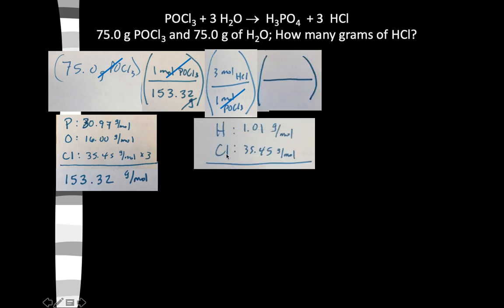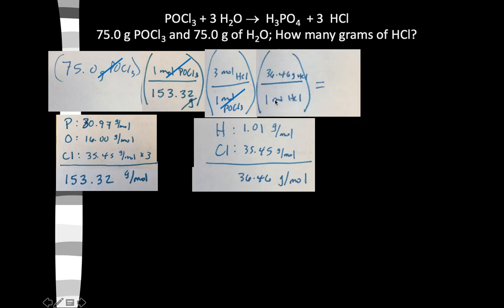H is 1.01, Cl 35.45, 36.46 grams per mole. So when I set up my problem, I need moles of HCl to cancel. It's on the top here, so it goes on the bottom here. 1 mole of HCl for every 36.46 grams of HCl. Moles of HCl cancels. I'm at grams of HCl. That is what the problem is asking for. So I'm ready for calculator.